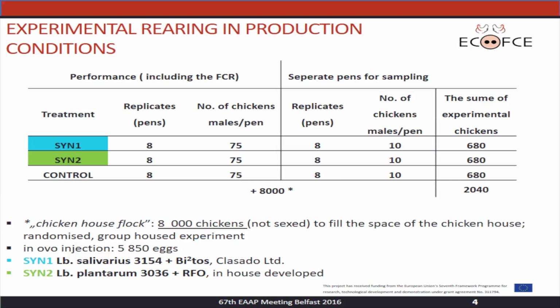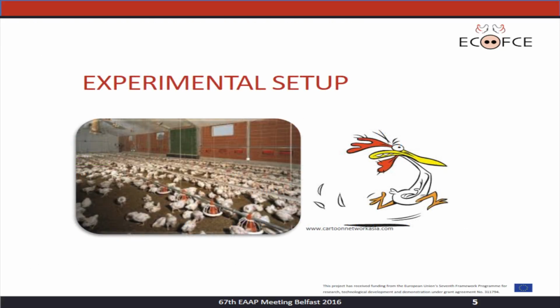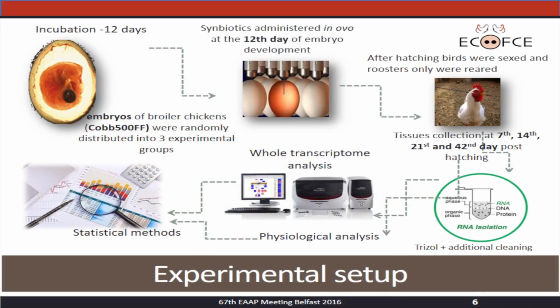So the experimental varying production conditions you already know, and what is important to stress is that for all traits we use exactly the same individuals. So if there is something really interesting, we can nicely correlate those results from different panels of the analysis. The experimental setup for the whole transcriptome and the physiological parameters measurement was, as you see in the slide.